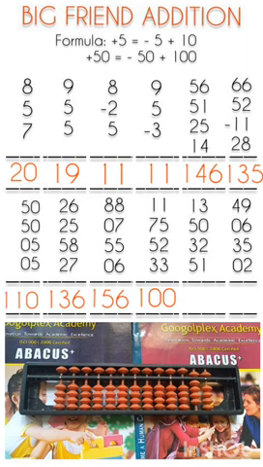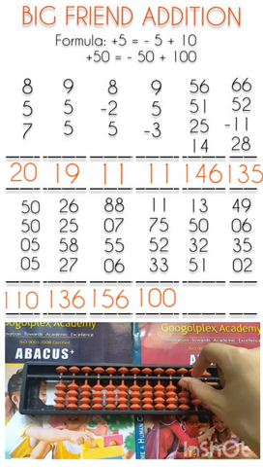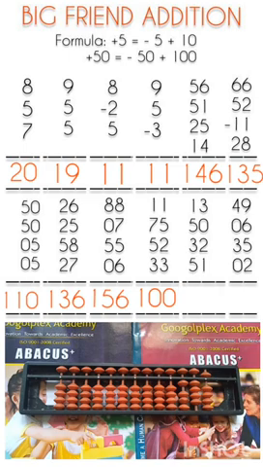Now add 51. Addition of 50 not possible directly. Apply the formula, that is minus 50 plus 100. Now addition of 1. Okay. Answer is 146. Yes, 146 is our answer.